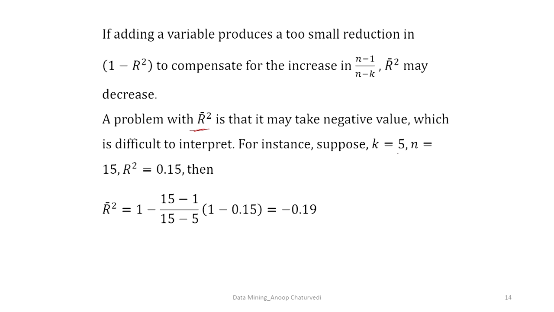For example, suppose you take k equal to 5 and n equal to 15 and R square is 0.15, then what is the value of R bar square? 1 minus (15 minus 1) upon (15 minus 5) into (1 minus 0.15). And ultimately, you get minus 0.19 here, which is negative.